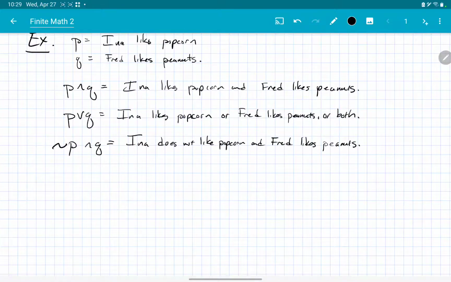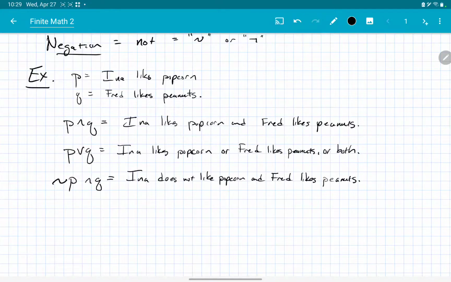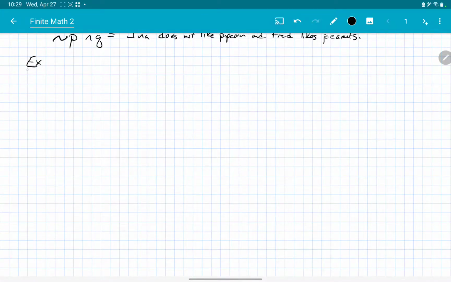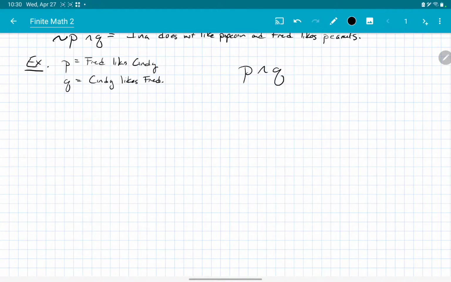We'll do another example with these simple conjunction, negations, and disjunctions before we talk about the implication. A new statement, P is going to be Fred likes Cindy. And Q is going to be Cindy likes Fred. Okay, so these are two statements. So how would we write that Cindy and Fred like each other? That would be P and Q. Fred likes Cindy and Cindy likes Fred. So that would be Fred and Cindy like each other.